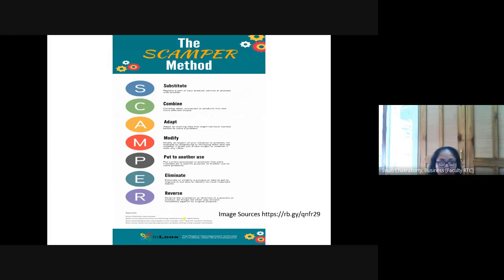Now this is exactly the Scamper method that I just described. Substitute is replacing a part of your product, service, or process with another. Combine is combining ideas, processes, or products into one efficient output. Adapt is using an existing idea that may have worked before to solve a problem. M is modify an aspect of your situation or problem. P is put current processes or products that were intended for a specific purpose to another use. Eliminate is simplifying a process or idea to improve upon it, and you can also identify the most important aspect. Reverse is related to the direction of the process or product, doing things in a different way.